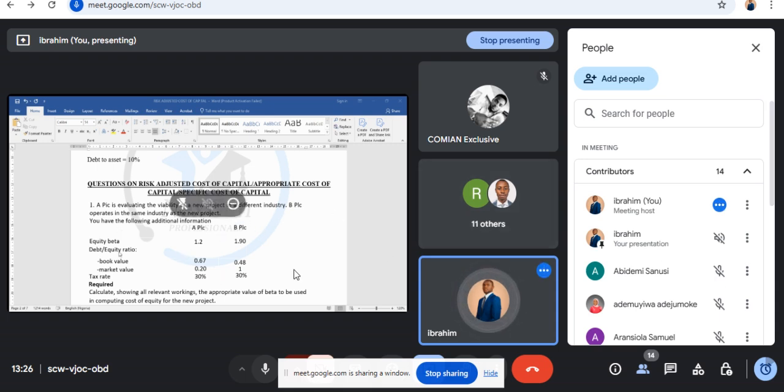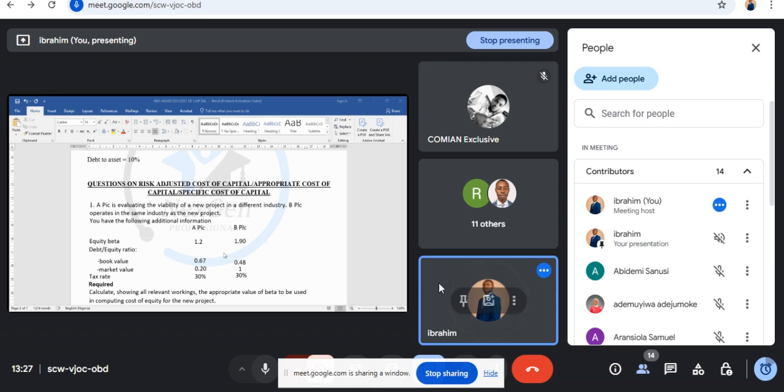Now, let's quickly look at question 1. APLC is evaluating the viability of a new project in a different industry. Now, APLC is the main company. Why do I know that it's the main company? Because they say they want to evaluate a new project in a different industry, which means that they want to diversify. Don't forget all these things. BPLC operates in the same industry as the new project. You can see that BPLC is the proxy company, because that is the company in the industry they are diversifying into, while APLC is the main company.